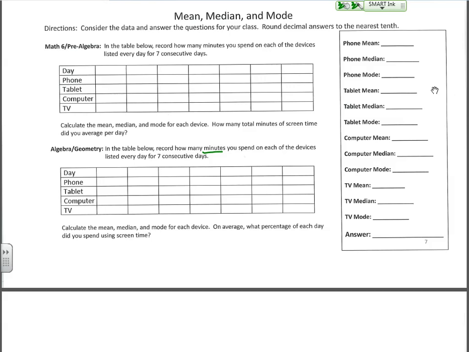And then your question here is, on average, what percentage of each day do you spend using screen time? So you're going to take the mean for each device, and you're going to add them all together, because what that represents is, on average, the total amount of screen time you have in a day. So take your means, add them all together. Let's say you get 12 hours, even though that's in minutes, it works out to be 12 hours. You take 12 divided by 24, how many hours are in a day? And that would be 50% of your day spent in front of a screen. And that would be your answer there. But remember, I want your units to be in minutes.